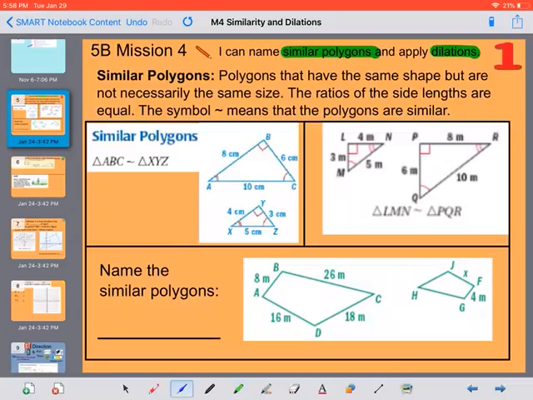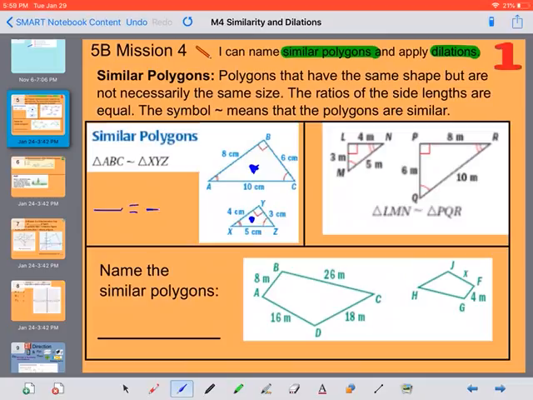Remember, a polygon is just a shape that has many sides. Similar polygons have the same shape but are not necessarily the same size. So the ratios of the side lengths are equal. What that means is these two triangles here, this triangle and this triangle, are proportional to each other.